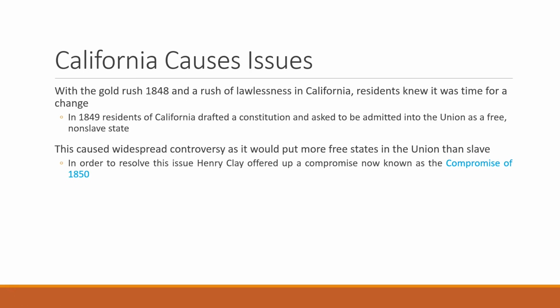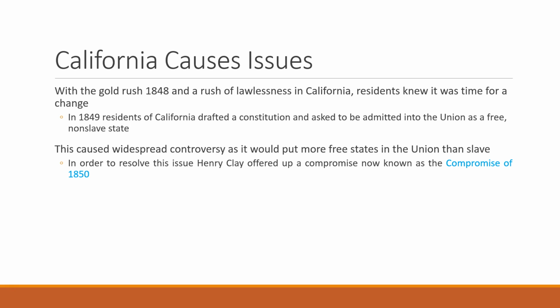So California ends up playing a huge role within this whole controversy as well. Because in 1848, there's a major gold rush that begins to take place in California. And this causes some issues because California is very much the Wild West at this point. And a lot of the things that would have been illegal in the rest of the country are not illegal in California at this point.